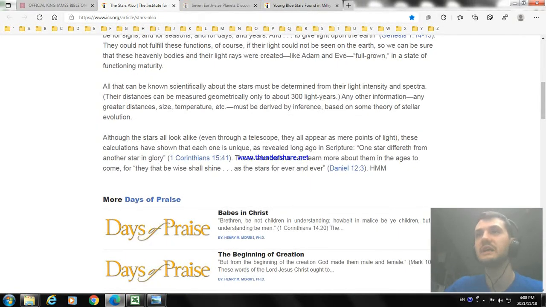Although stars may look different, even through a telescope they appear as mere points of light. Their uniqueness was revealed long ago in Scripture: one star is different from another star in glory. 1 Corinthians 15 verse 41. Those who are wise shall shine as the stars forever and ever. Daniel chapter 12 verse 3.